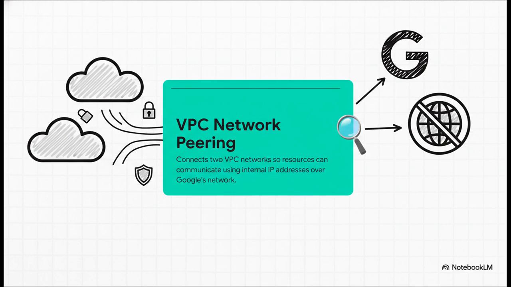Okay, so the first and most direct answer to this problem is something called VPC network peering. It is the most straightforward way to connect two VPCs, period. The really crucial part here is that it lets resources in each network talk to each other using their private, internal IP addresses. All that traffic stays right on Google's own high-speed, secure network. It never, ever touches the public internet.